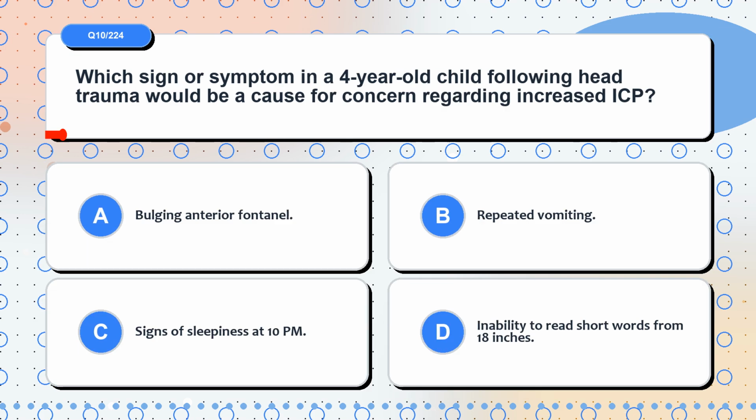Question 10. Which sign or symptom in a 4-year-old child following head trauma would be a cause for concern regarding increased ICP? Here are the options. Option A. Bulging anterior fontanel. Option B. Repeated vomiting. Option C. Signs of sleepiness at 10 p.m. Option D. Inability to read short words from 18 inches.